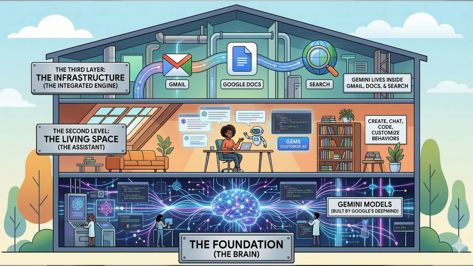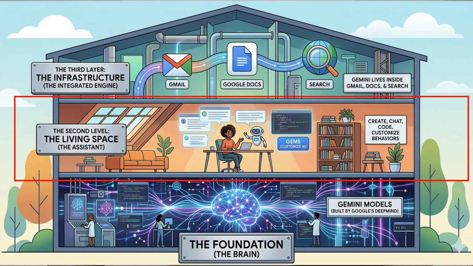This is Gemini living inside Gmail, Google Docs, and Search. It's the AI overview that summarizes your search results, or the Help Me Write button that drafts your emails. In this course, our focus is on that middle layer, the Gemini AI assistant. Google's vision regarding it is centered across the three P's: personal, proactive, powerful. Let's explore what this means.